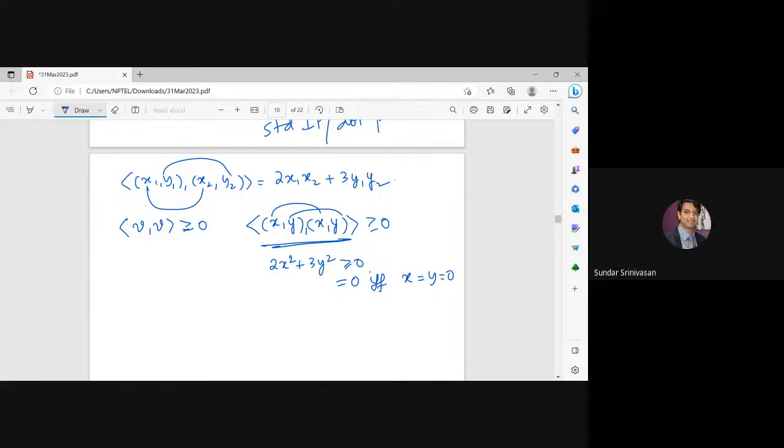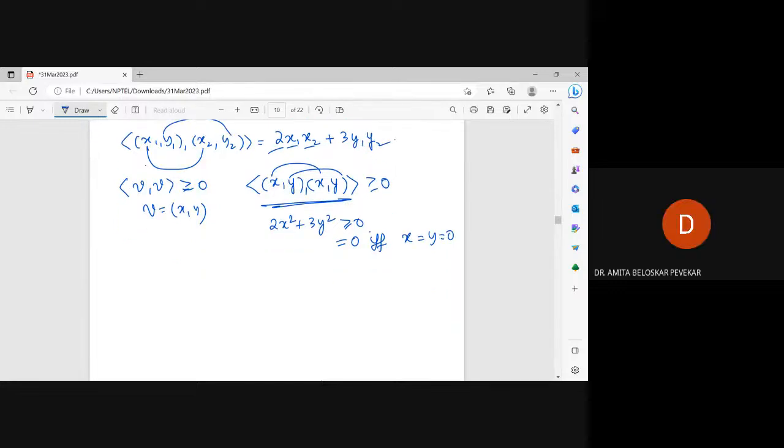Ma'am, just one quick thing. How did you get the 2x squared plus 3y squared? You simply multiply 2x into x? Yeah, 2 times x into x. Okay. Because it's x1 and x2, that's why I was wondering. So you just take it as x. No, here I've written (x, y) with (x, y). I've taken v as (x, y). So v comma v is what I'm calculating. Okay, single vector. Yeah.